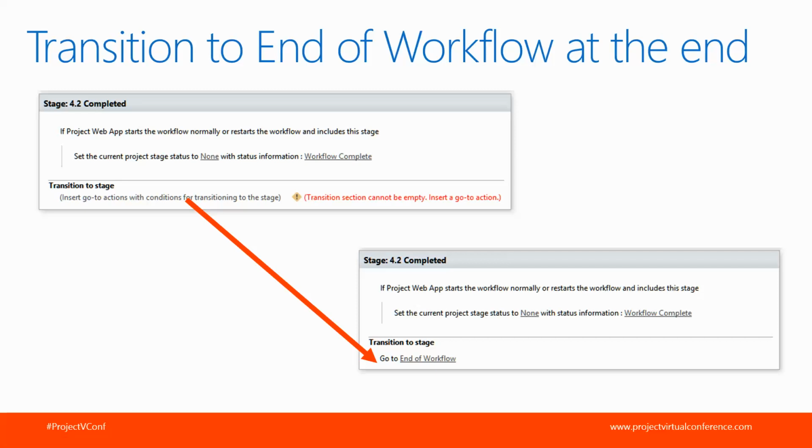Well, the go-to that you need to put in your concluding workflow stage is go to end of workflow. So it's pretty safe. They won't let you actually publish the workflow until you have this. You don't want to go back to another stage at the end. You want to go to the end, and that will actually tell SharePoint that the workflow is completed and you've reached the end of the workflow. And this is a required transition.